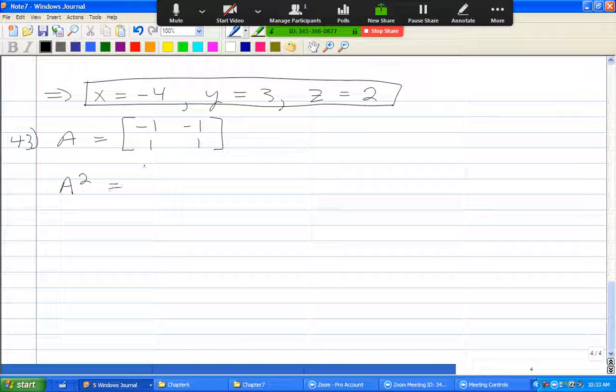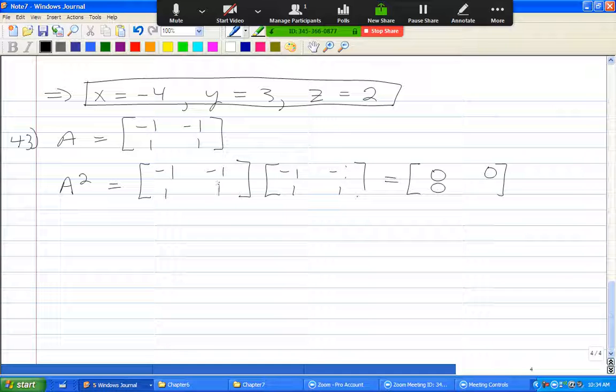So let's look at A squared. A is not 0, but A squared could be 0. Negative 1 times negative 1, so let's figure out this element here. Negative 1 times negative 1 is 1, minus 1, 0. 1 minus 1, 0. Negative 1 plus 1, 0.